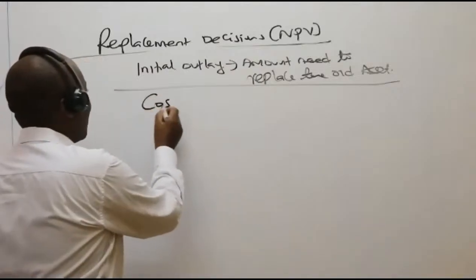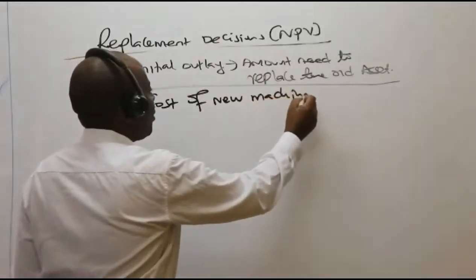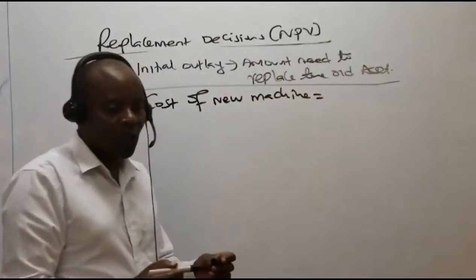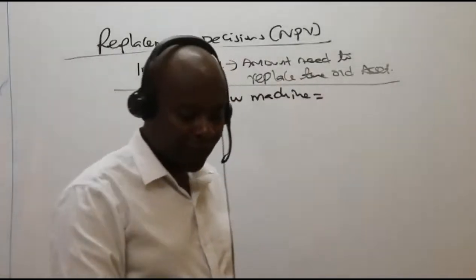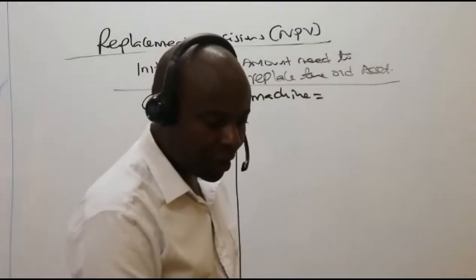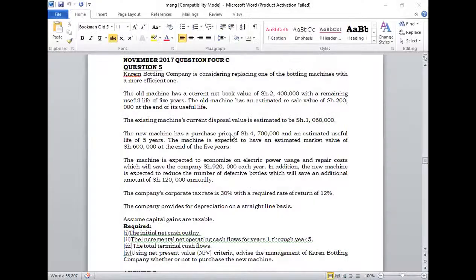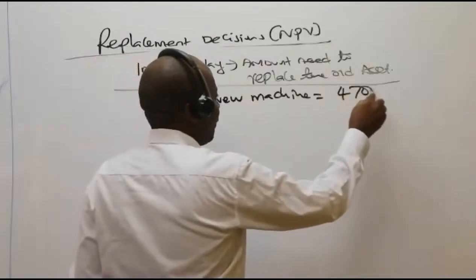So we have here the cost of the new machine. Ladies and gentlemen, what do we have here? You can see the new machine has a purchase price of 4,700. So in this case, the cost of the new machine is 4,700.